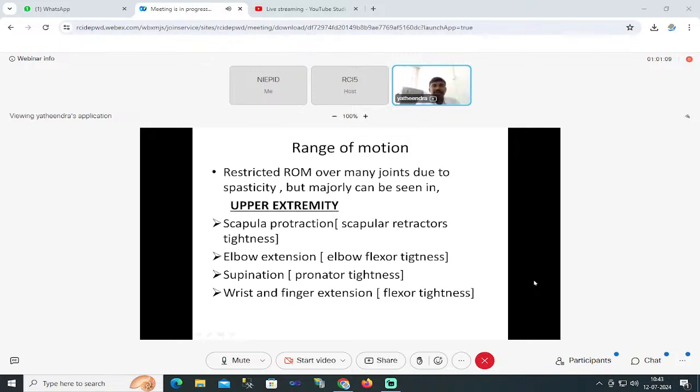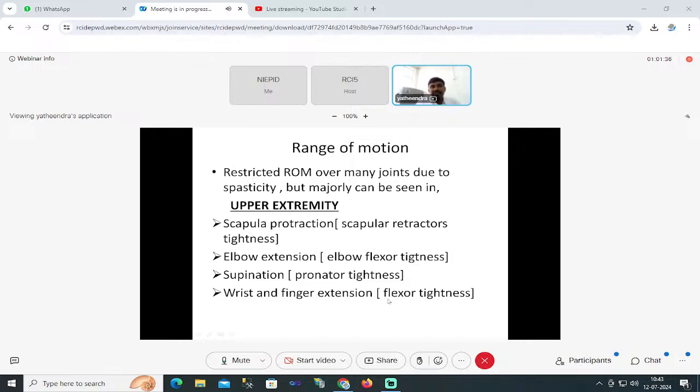Then mobility. We need to check the mobility of all the joints of the body. Like mentioned here, in the upper extremity you can see scapulae, elbows, supination, all these things you need to assess. Particularly, if you remember from the previous slides, I mentioned the patterns, flexor synergy and extensor synergy. When particular types of synergies are there, particular muscles will undergo tightness and restriction. Range of motion will be restricted.